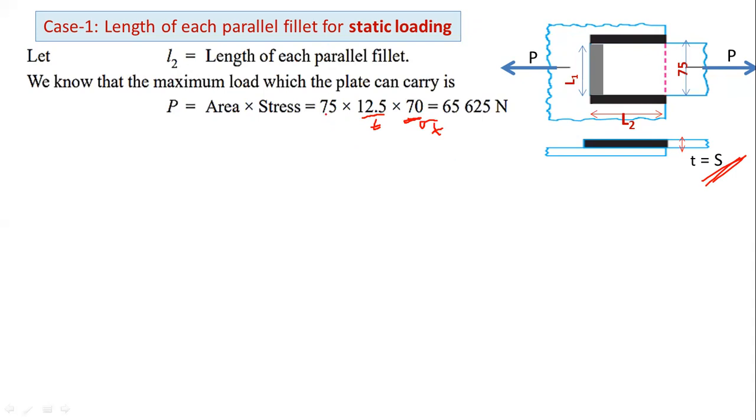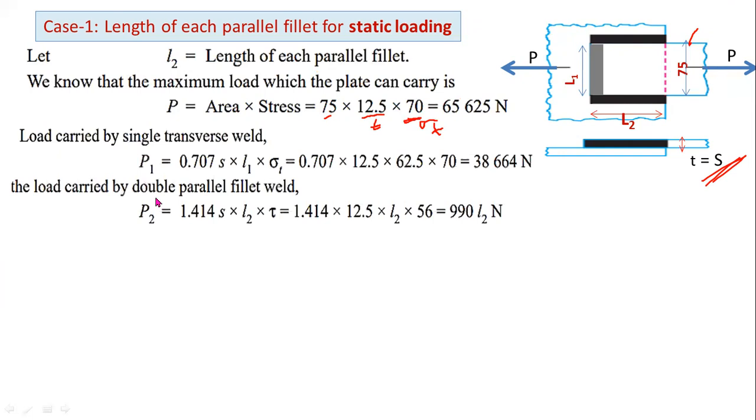75 is the width of the plate. So this is the formula for tensile strength, the maximum load acting on the welded joint. Now, P1 and P2 are the loads. P1 is the transverse load, and P2 is the shear load.